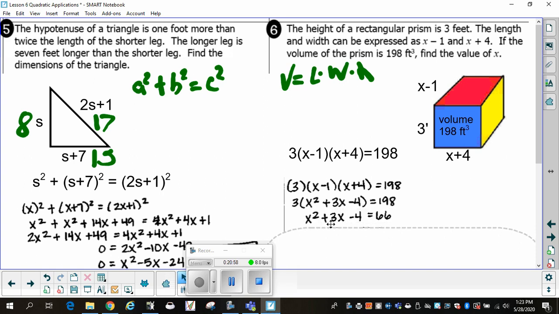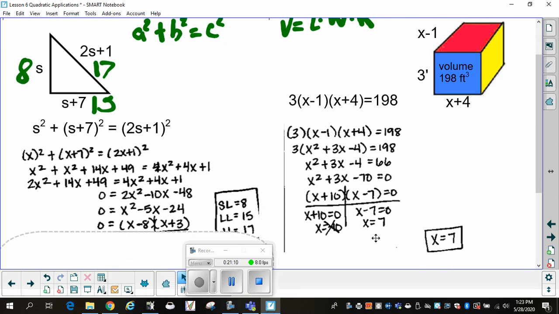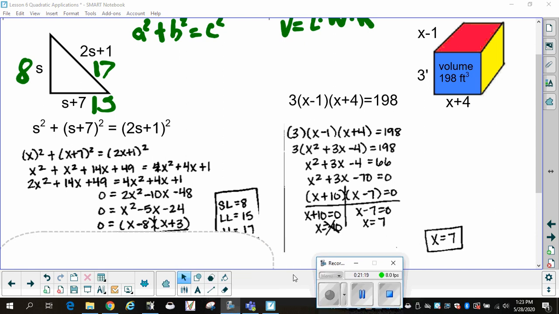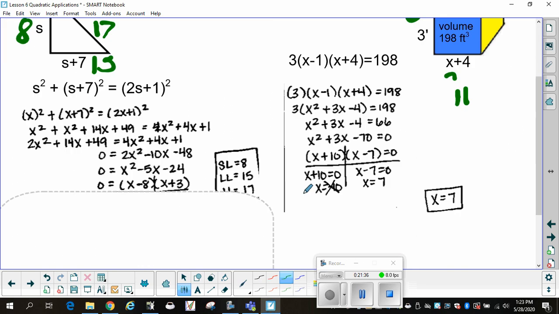So now I have x squared plus 3x minus 4 is equal to 66. If I subtract 66 from both sides, x squared plus 3x minus 70 equals 0. I factor and get my value of x. Okay, x is equal to 7. So 7 minus 1 means that's 6, and 7 plus 4 means that this is 11. So I've got a 3 by 6 by 11 prism. In this case, they just wanted the value of x.